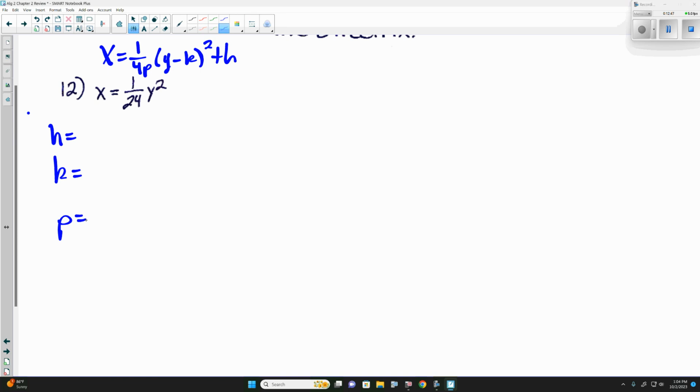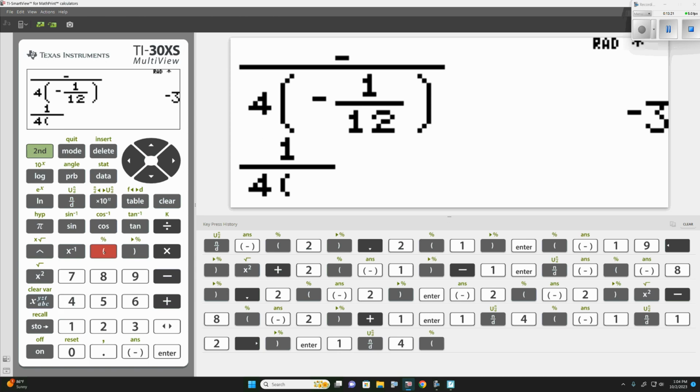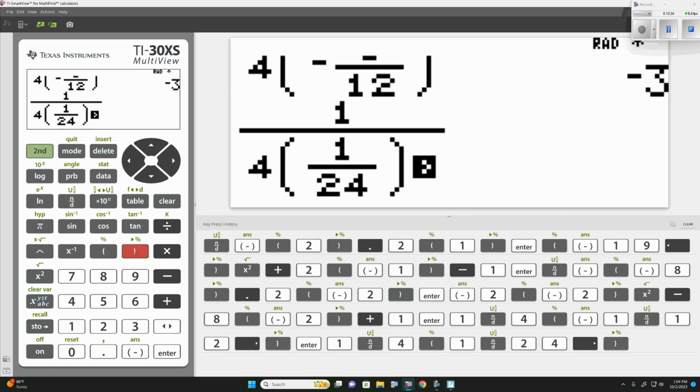So looking at this problem here, what's the value of k? What's the value of h? So we have those there. Because there's nothing added to it, so h is 0. We don't have anything inside the parentheses being added or subtracted from y, so k is 0. And our p value is equal to 1 over 4 times the number in front of our term being squared. So we had 1 over 4 times 1/24, which is 6.